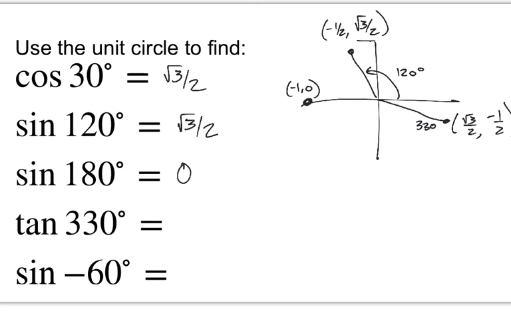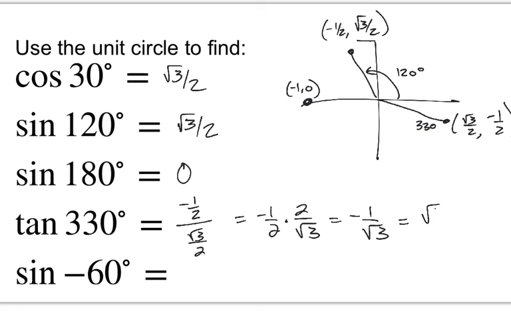How do I find tangent from that spot? Y over x. You have to be able to simplify this. To simplify the complex fraction, I multiply by the reciprocal like that. So you end up with negative 1 over the square root of 3. Can I leave it like that? No, keep going. So you get negative square root of 3 over 3.